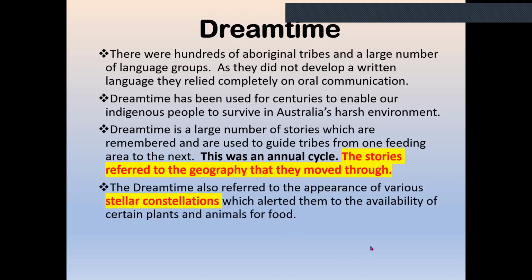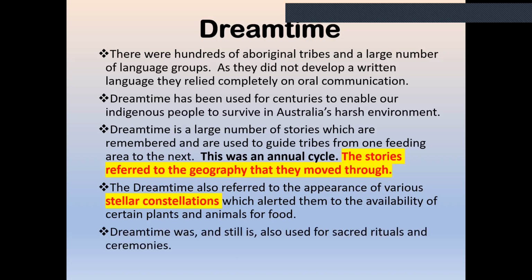The dream times also refer to the appearance of various stellar constellations. So they could look up and see the constellation in a particular part of the sky, and it let them know about availability of particular plants and animals for food. So they were very, very clever in ways of moving around, and it's still used in sacred rituals and ceremonies.